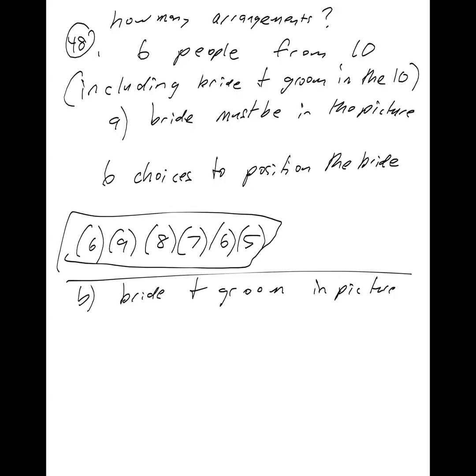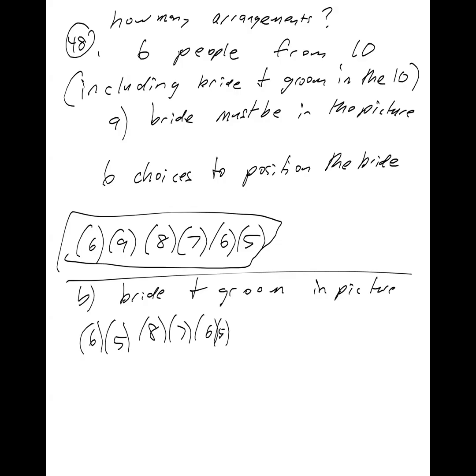6 times 5 times 8 times 7 times 6 times 5. Yes, I believe that's right. You have 6 spots to put the bride. You have 5 spots to put the groom, because you can't put them in the same spot the bride already is. And you have 8 people left. So you have to pick 4 of them, right? So there's 8 choices to put one of them, then 7 remaining, then 6 and 5. That looks good to me.